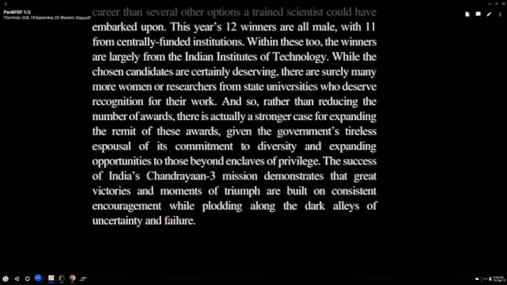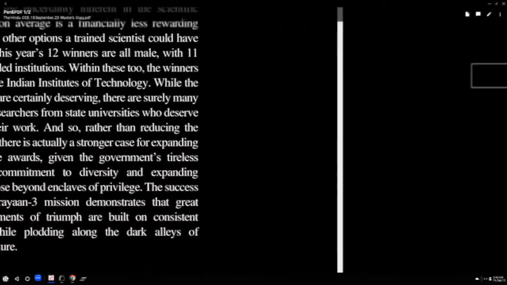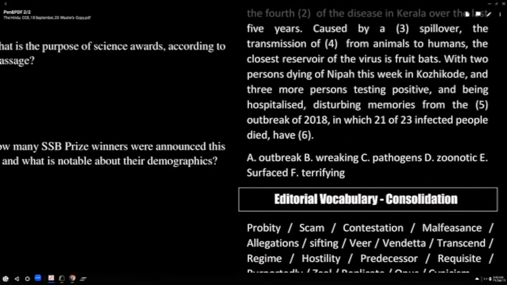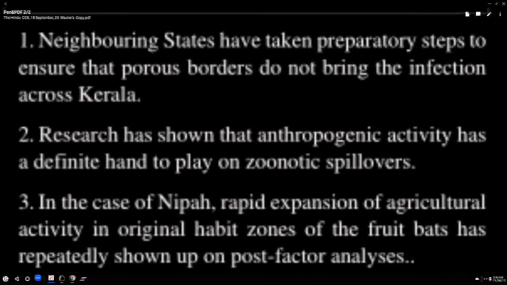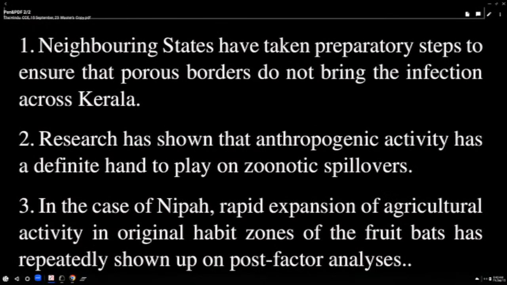We still have 5 minutes. Shall we go to the exercises? What is the first one here? Lengthy sentences, no division. You got to read carefully. Neighboring states have taken preparatory steps to ensure that porous borders do not bring the infection across Kerala. These are difficult in the sense, I did not do this editorial yesterday, here. New context, but try to spot the error. If you get it right, wonderful.